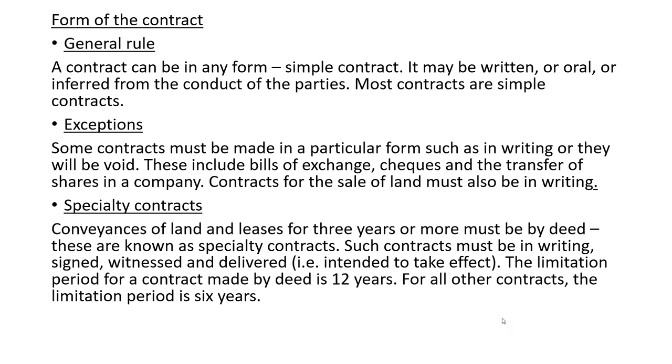The limitation period of a contract made by deed is 12 years. For all other contracts, the limitation period is 6 years. What does limitation period mean? If there is a simple contract between two parties, and one party does not fulfill its obligations and breaches the contract, the innocent party has 6 years to claim damages or to take the case to court. In a speciality contract, the innocent party has 12 years if any one party does not fulfill its contractual obligation or breaches the contract.